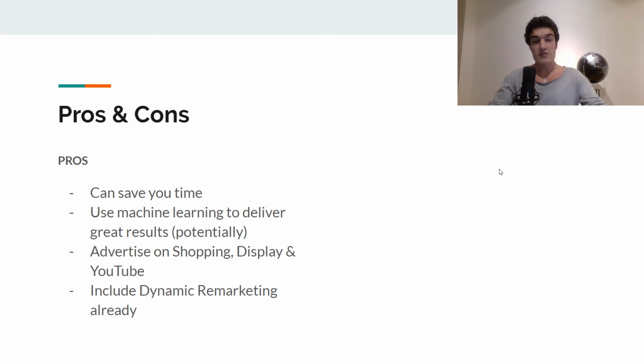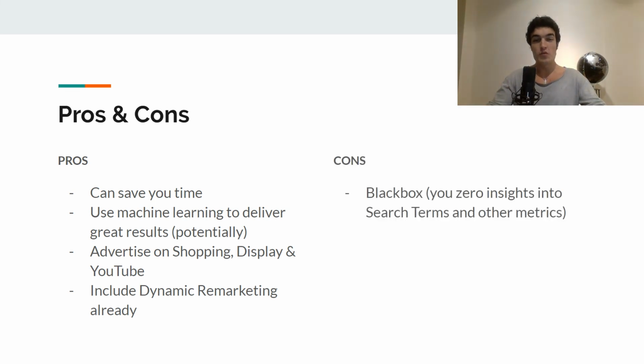And as I just mentioned, they include dynamic remarketing already, so they will take care of the entire customer journey that way. In the con section though, we have that they are pretty much a black box. So you have 0 insights into search terms and other metrics. If you use smart shopping, be aware of the fact that you will only see the bottom line pretty much, and you don't see what's really working and what's not, and you don't see the data that's coming in. Also, you can't use any bid adjustments. You cannot give a specific adjustment for mobile phones, for desktop, for tablet, also on audiences, etc. This is all pretty problematic.